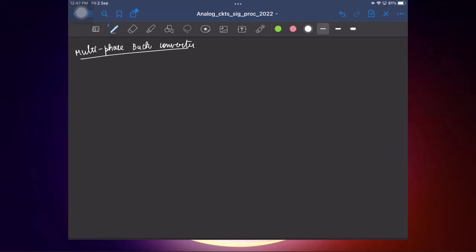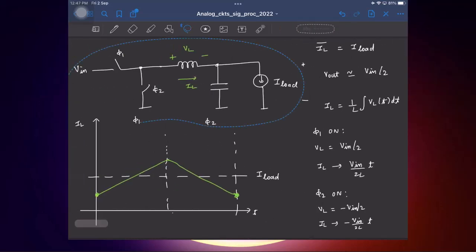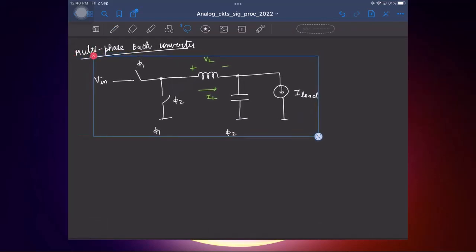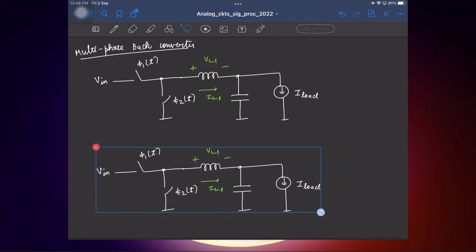And the circuit is again simple. We take the original circuit. Let me draw it. This is the original circuit. Let me call the clock phases phi 1 of t, phi 2 of t. And let's say this is VL1, IL1. And let's say we take two paths, right? I'll have one more copy.